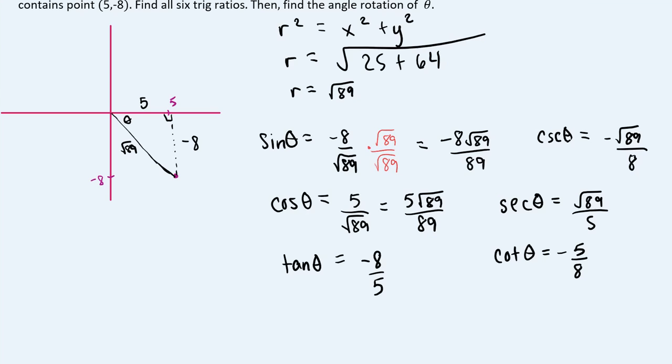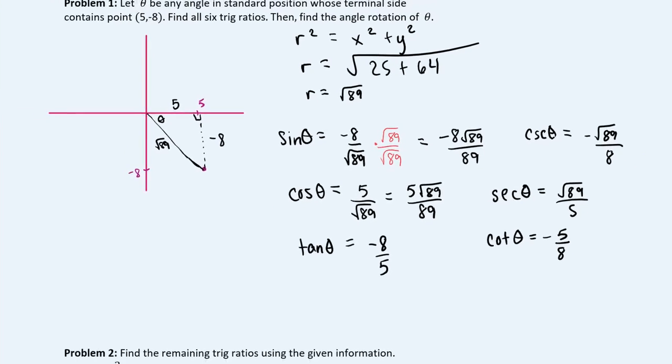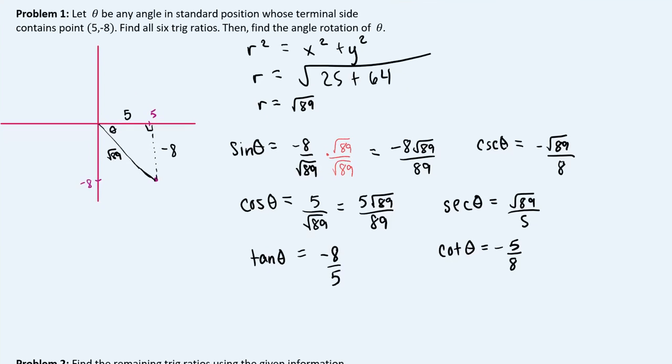So now we have all 6 trigonometric ratios, but that's not all we're supposed to do. We're supposed to also find the angle of rotation. So I could find the angle of rotation by saying tangent theta equals -8 divided by 5. So then, remember when you want to solve for an angle, you take the inverse of it. So I could say tangent inverse of -8 divided by 5. If I put that into my calculator, I get about 58 degrees.